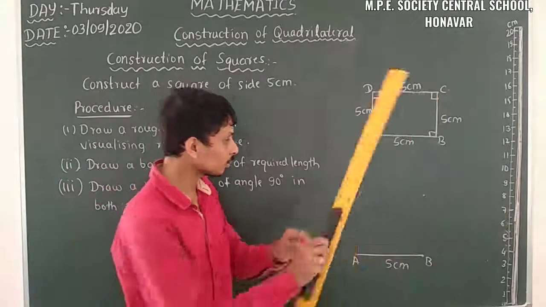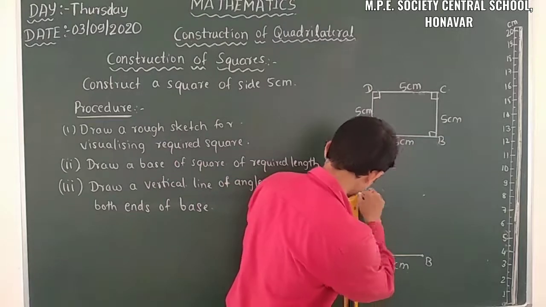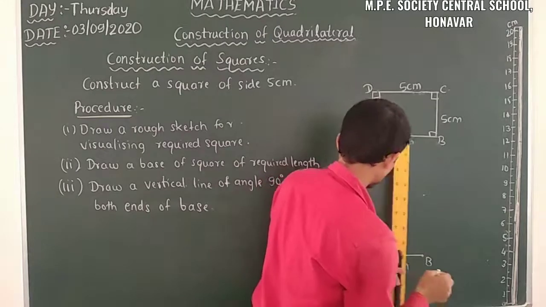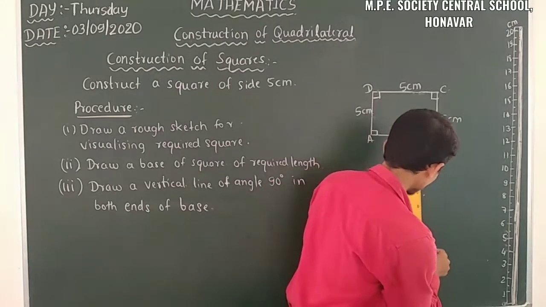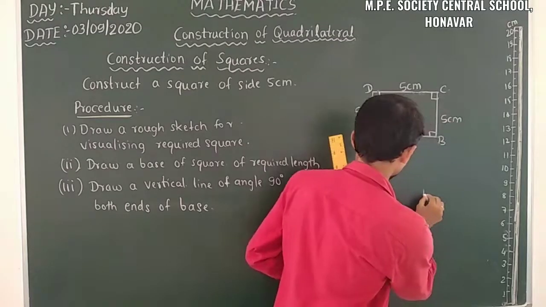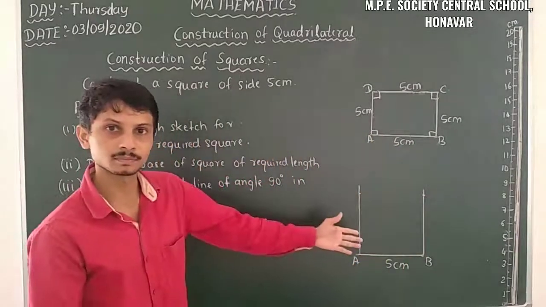Then we draw a vertical line here, passing through this point. Just passing through. Here it is. So there are two vertical lines.